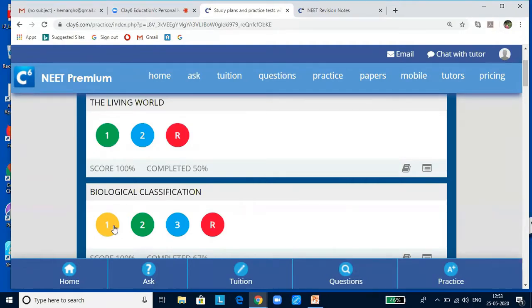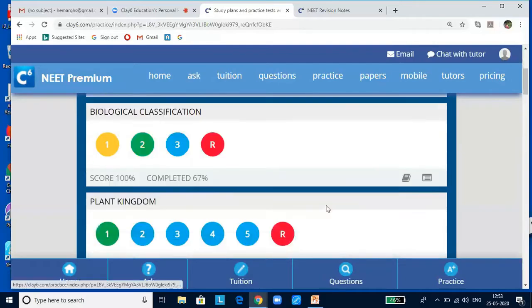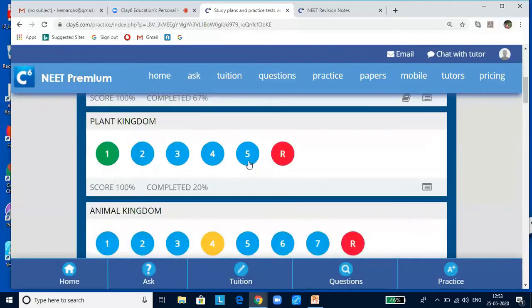You might have started the test and realized you are not ready, so this yellow bubble will indicate that you need to take the test again. And if you look at it, the number of tests changes. The number of tests depends upon the complexity of the textbook and also its importance in the NEET examination.